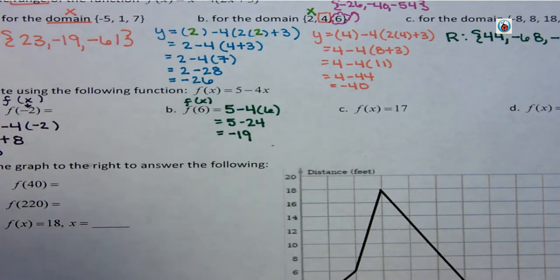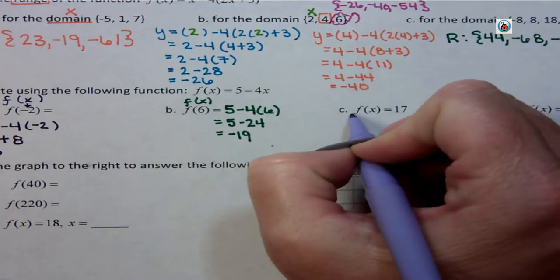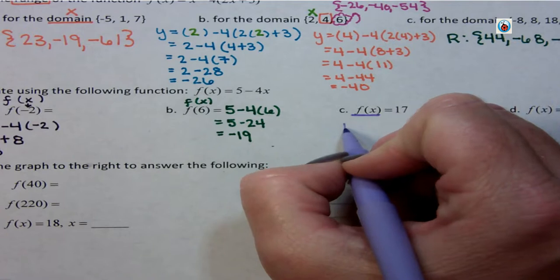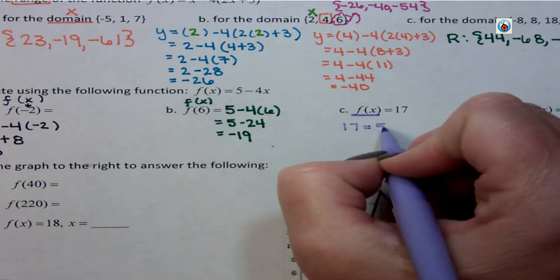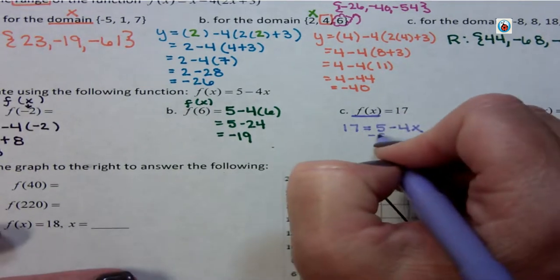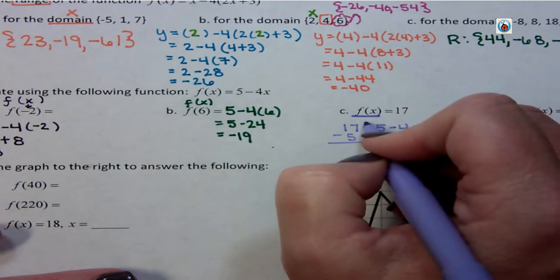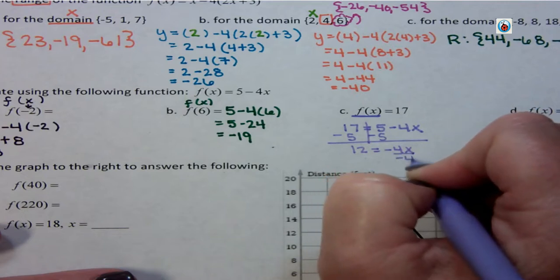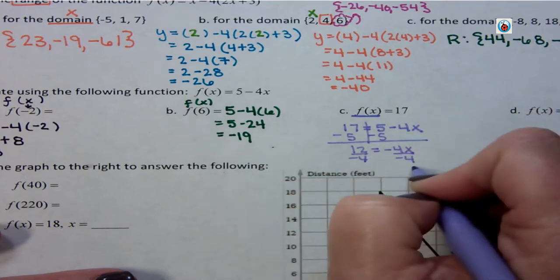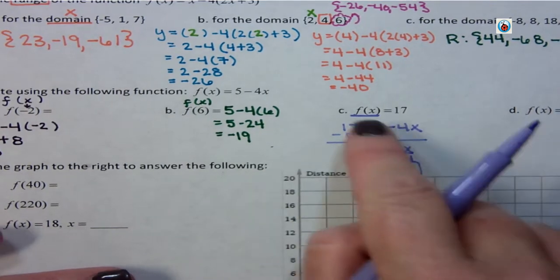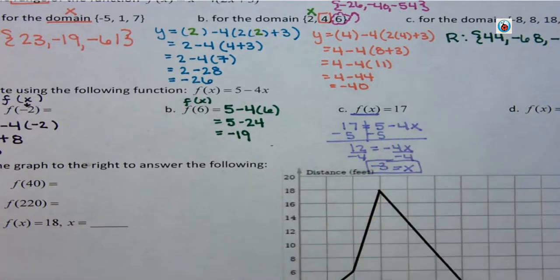On the next one, be careful. This says f of x equals 17, so it's not giving me the x, it's actually giving me the y value. So we're going to put 17 equals 5 minus 4x. Now we have to solve that equation. So I'm going to subtract my 5 from both sides. So I get 12 equals negative 4x. I'm going to divide both sides by negative 4. And I get x equals negative 3. So when it says f of x, it's giving you the y value, not the x value. Let's try another one like that.